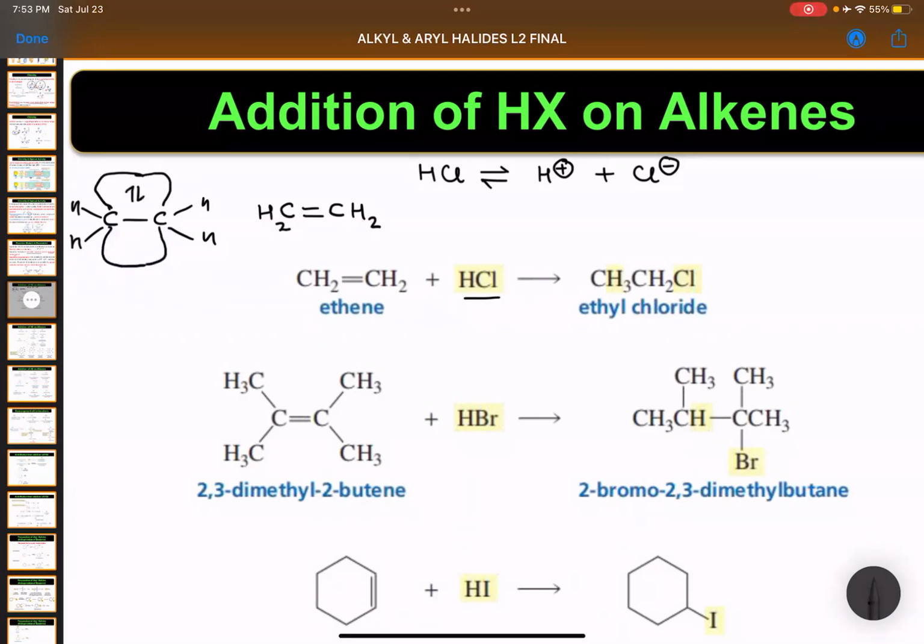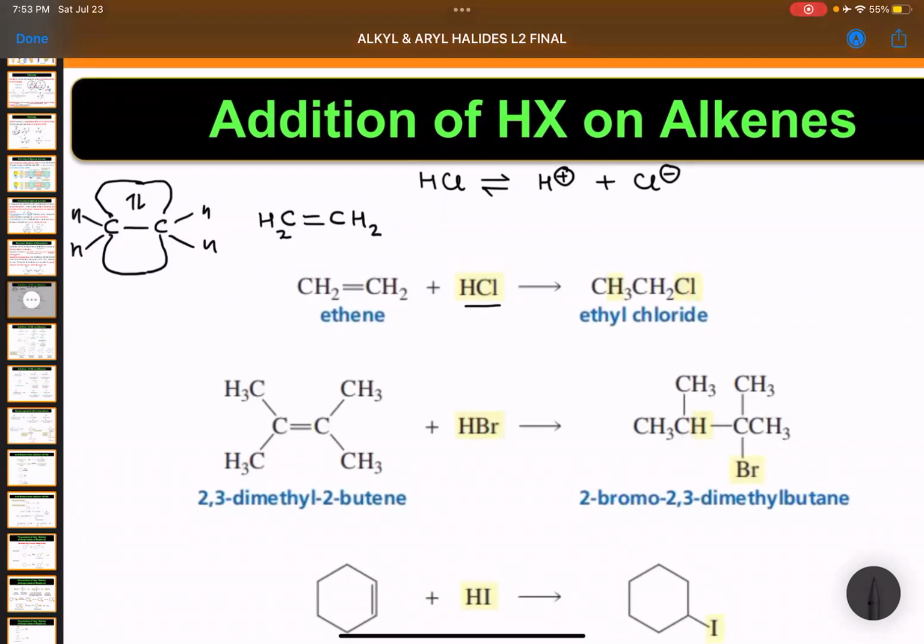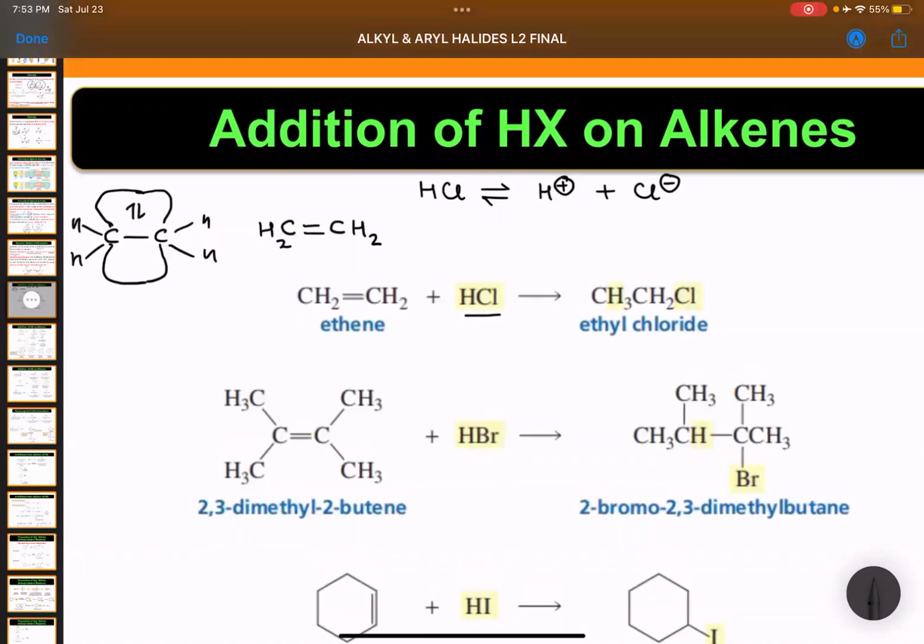Is it clear? Yes, sir. So it is having a pi electron, which is loosely held, and it is not like a sigma bond, which is along the line joining the atom. It is above and below the line joining the atom. Okay. Yes, sir. So it is above and below, right?